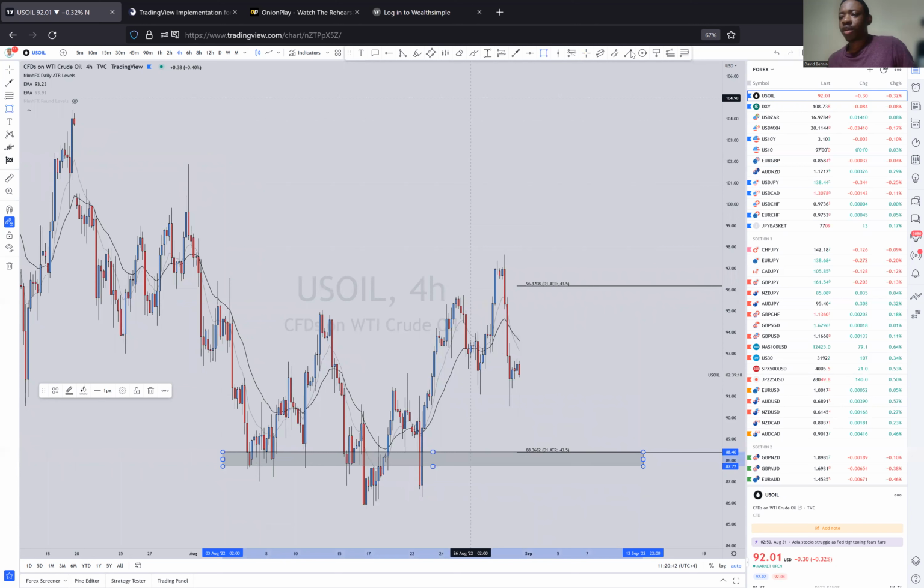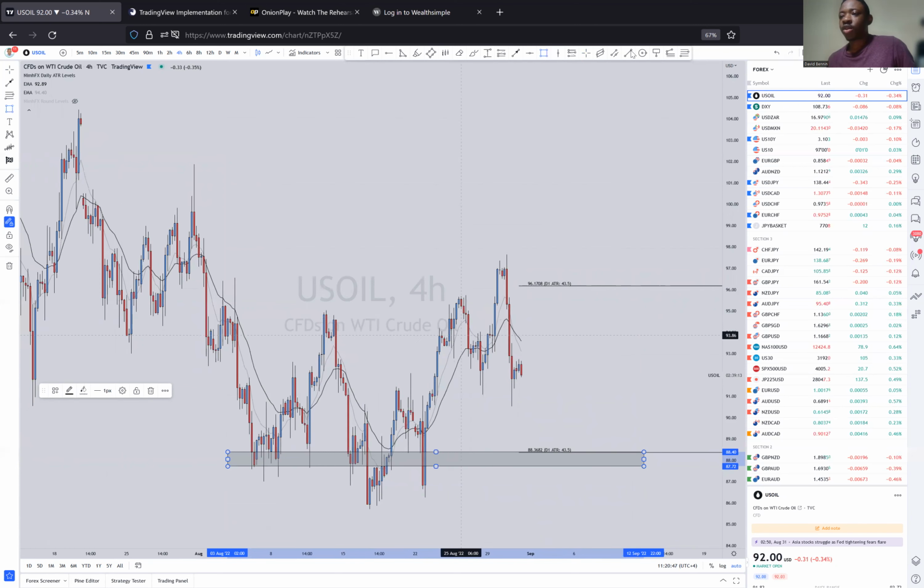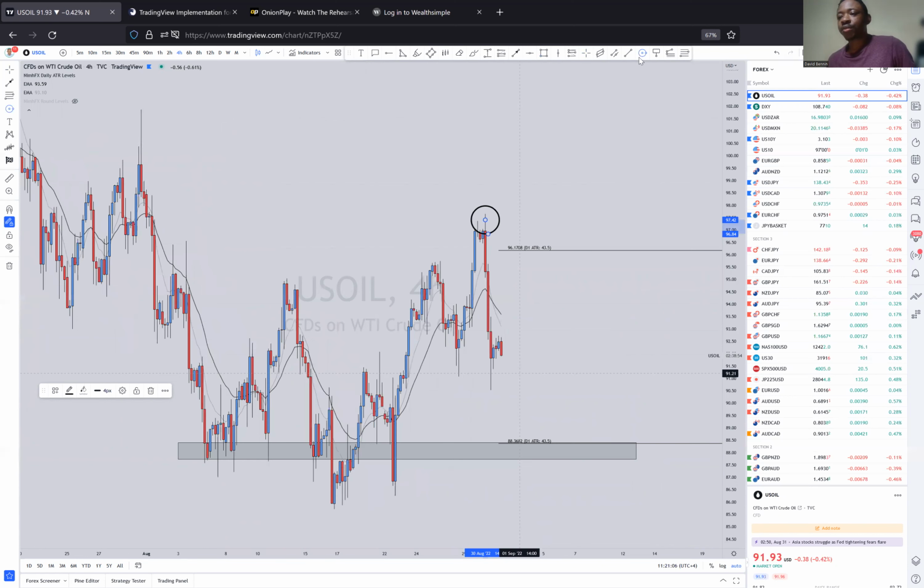Oil created this level here, touch, and a spike to the upside. What we can see here is that the market created a new high, breaking this high here. But the market came back down, and what did it do? It broke this low, and this is where we are currently trading now. So currently oil is bearish.